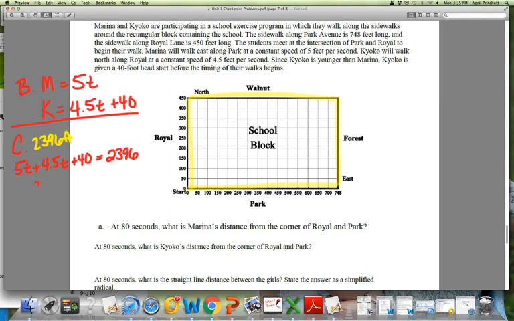And then you just solve the equation. So you just combine your like terms and then subtract off 40 and then divide by 9.5. So that means that t is 248 seconds. Okay? So at 248 seconds, they will have met because they will have covered the whole block. So somewhere they met. Okay?